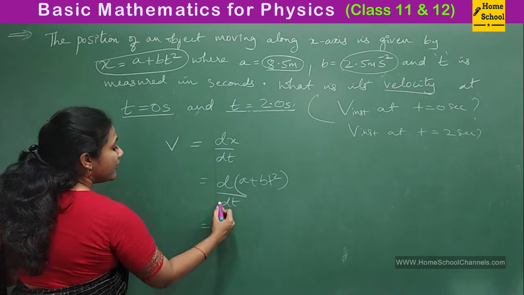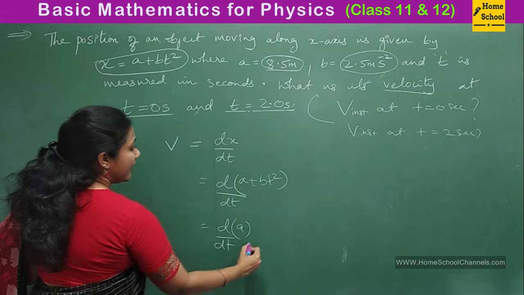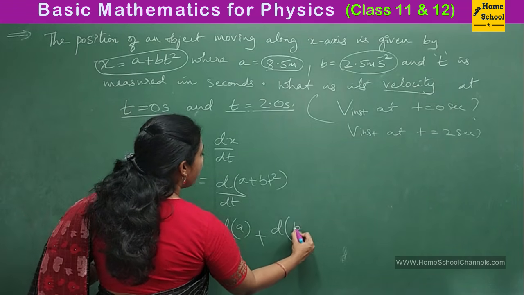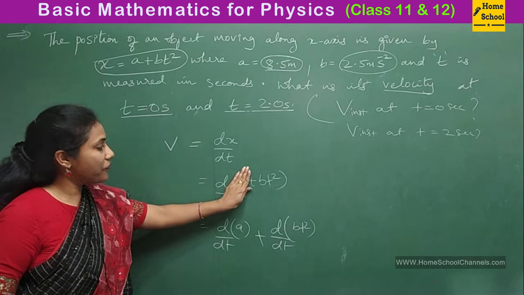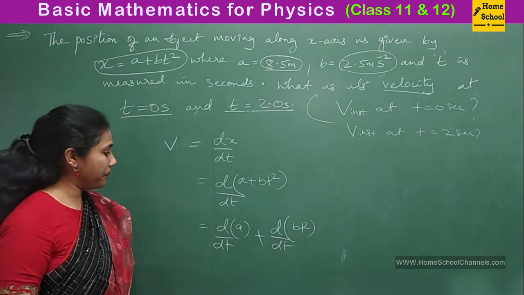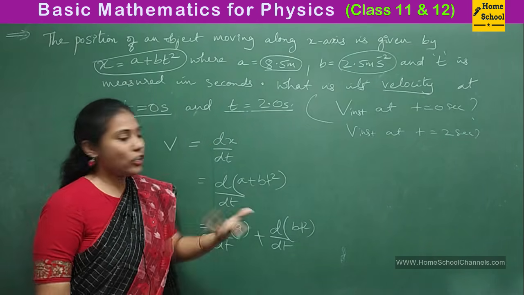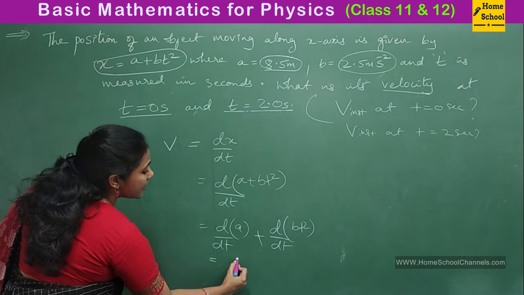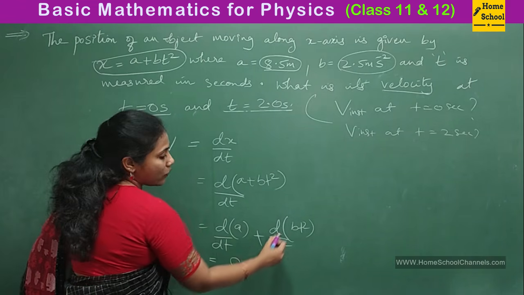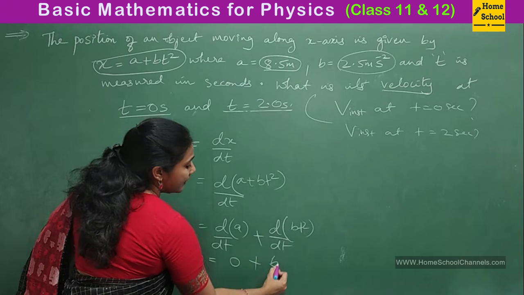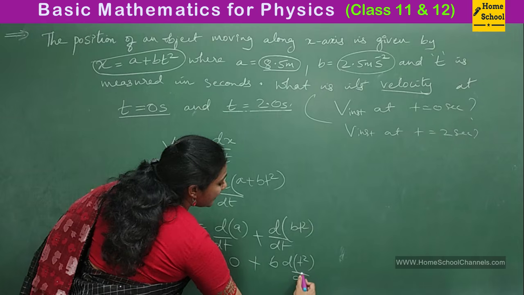So differentiate: differentiation of a by dt plus differentiation of bt square by dt, addition, right? Differentiation of this term and differentiation of this term. Differentiation of a: a is a constant, and differentiation of a constant is always 0, right? And for differentiation of bt square, this b comes outside. So differentiation of t square by dt.